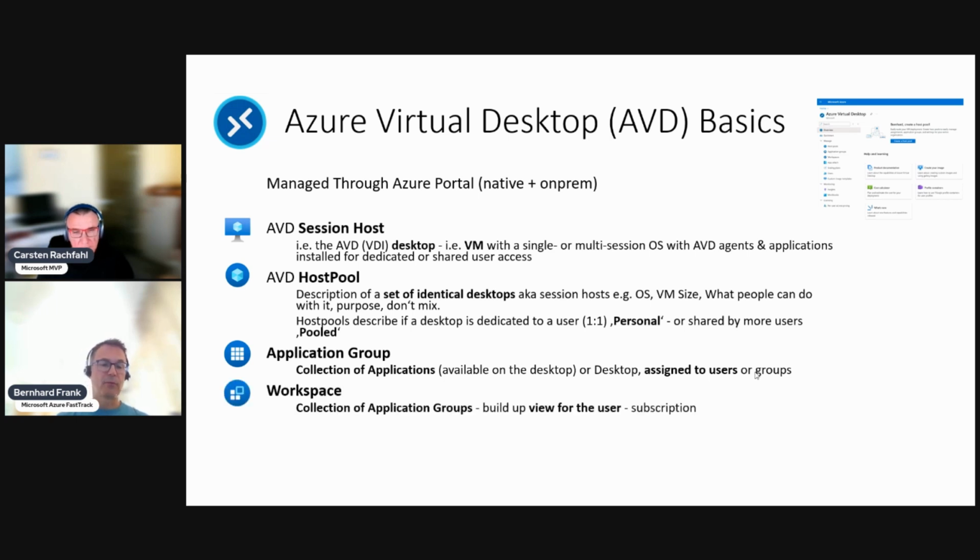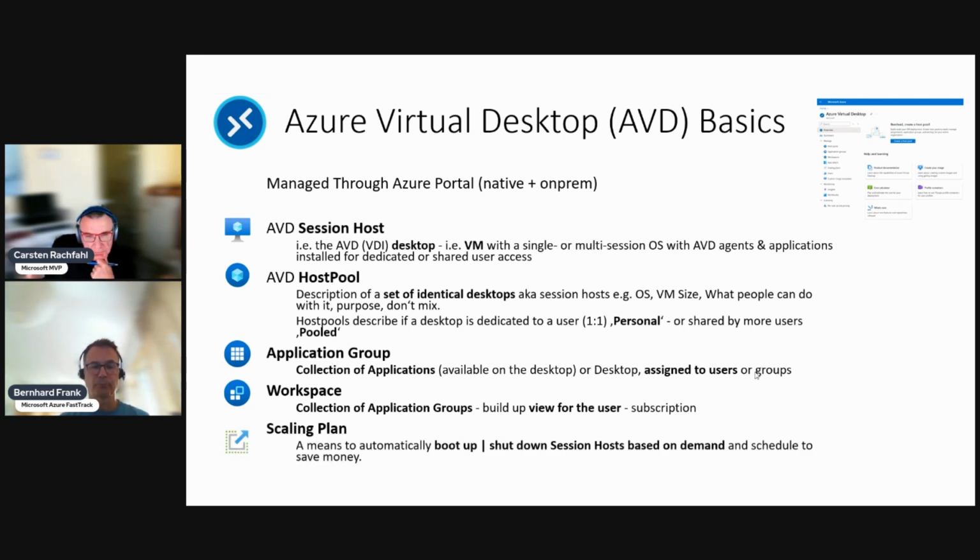And then you have the workspace, which is a collection of these application groups that I was explaining previously. It's building up the view for the user, because I may not only have rights to one application group, I may have multiple ones. And in order to see that visualized for me when I'm logging on to AVD, I need a workspace for collecting all these application groups.